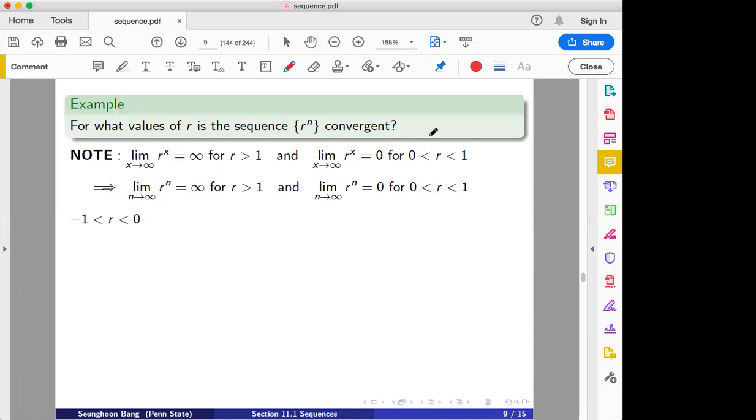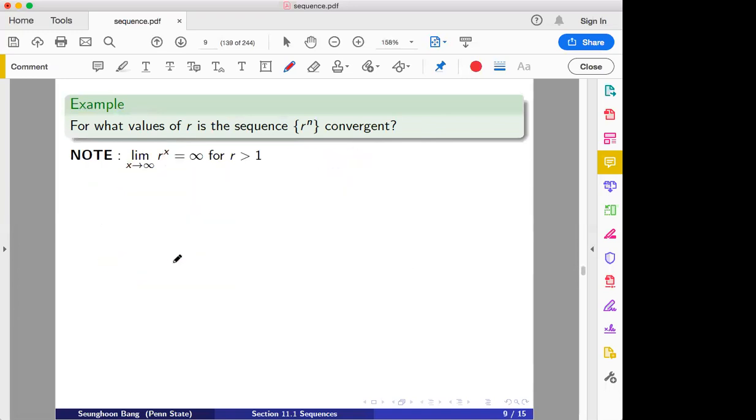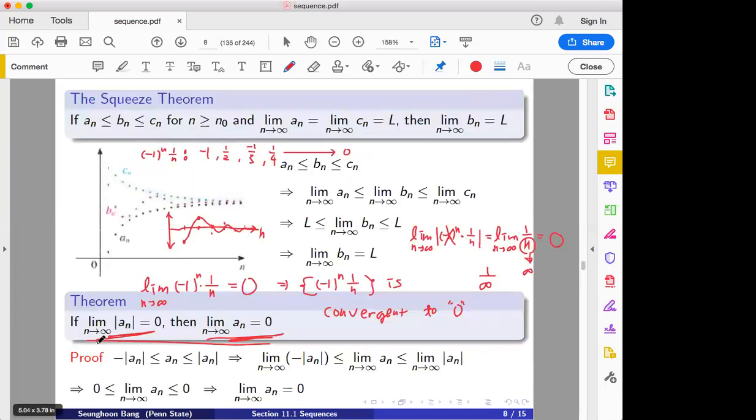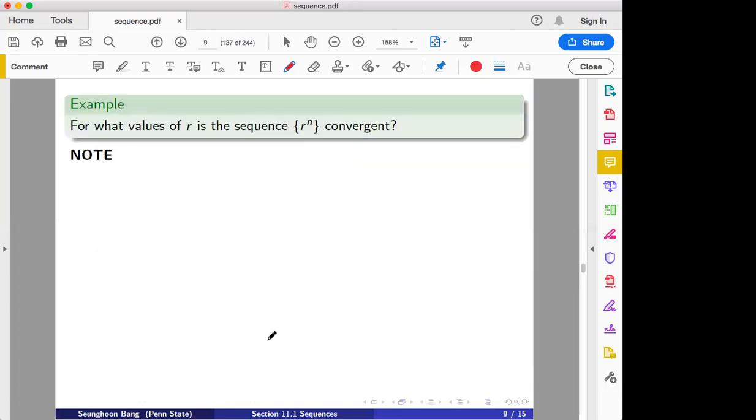Now, for r between minus 1 and 0, what's that? When the absolute value of r is between 0 and 1, the limit of r to the n is 0. Does it make sense? Without the absolute value sign it is also 0, because we can use the previous result. The limit of the absolute value of a_n is 0, so the limit of a_n is also 0.